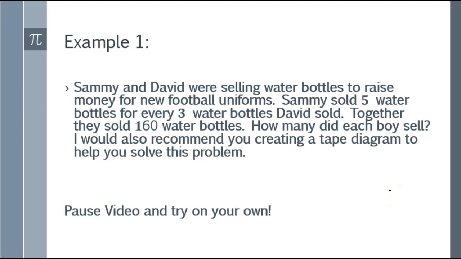Example 1. Sammy and David were selling water bottles to raise money for new football uniforms. Sammy sold 5 water bottles for every 3 water bottles David sold. Together they sold 160 water bottles. How many did each boy sell? I would also recommend you create a tape diagram to help you solve this problem. Please pause the video and try on your own.